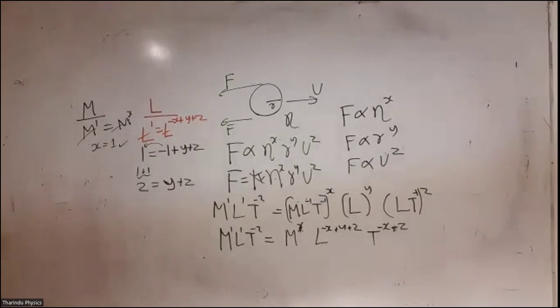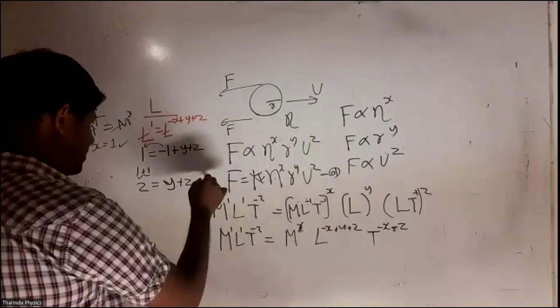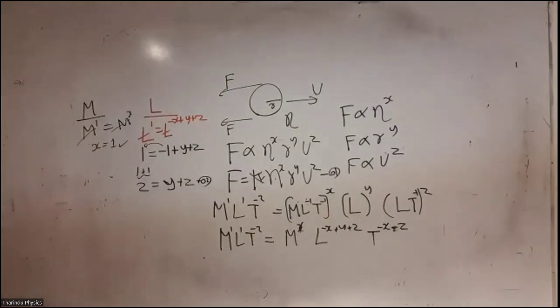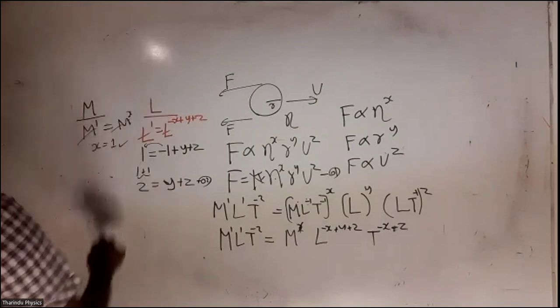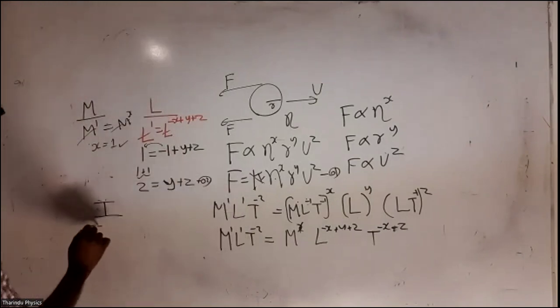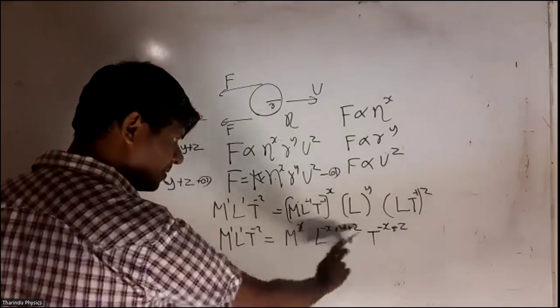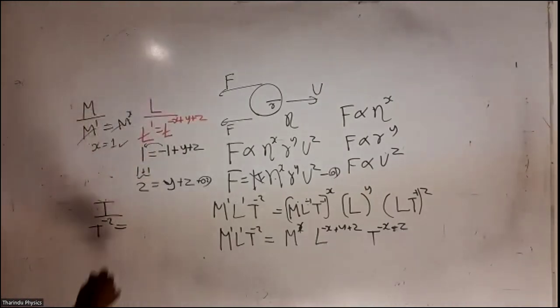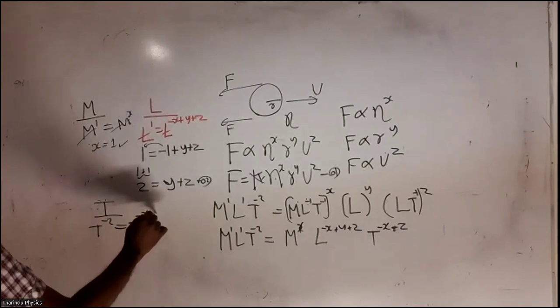Okay. Now here, that is the equation. See, equation number 1. This is equation number 2. I have to check for the last one. That is t. t equals minus 2 in the left hand side. In the right hand side, when you go for that, it is x and z. Minus x minus z.